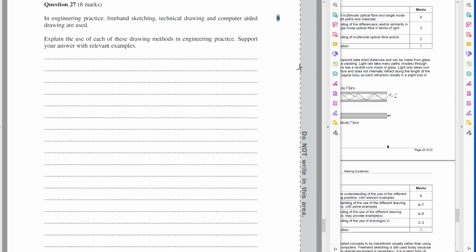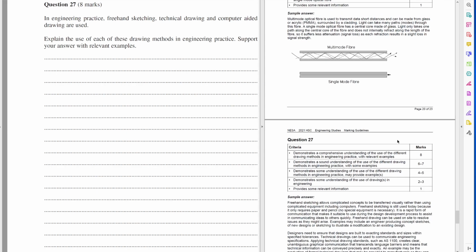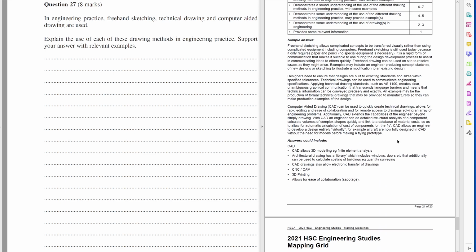My understanding is that the average was only 5 marks, but the feeling amongst teachers was that this was a very easy question to get. Okay, so they're broken up into 3 parts. Freehand sketching allows complicated concepts to be transferred visually, it could be done by hand, it could be done quickly. It prevents problems in an early stage of design.